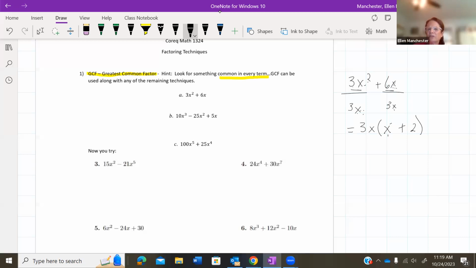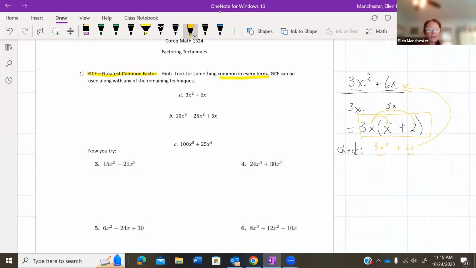Okay? Now, to check it, you should never get these wrong, ever, because you should always be willing to double check that you did it correctly. So to check it, I'm just going to multiply back through, right? I'm going to go 3x times x is 3x squared. That works. Then I'm going to go 3x times 2 is 6x, and that works. So I know that this is correct because when I check it, I get back to the original function.